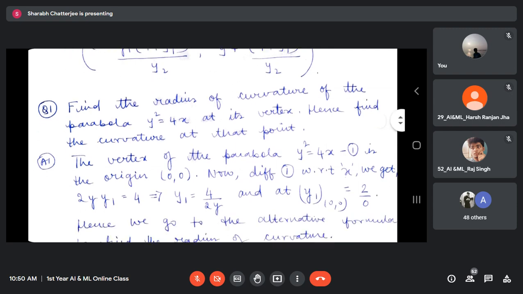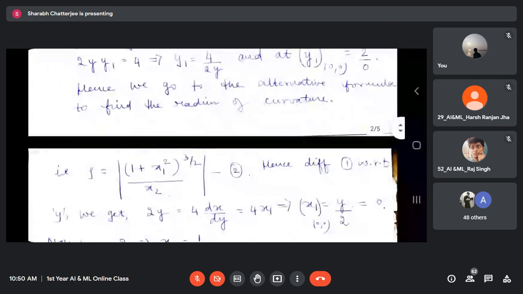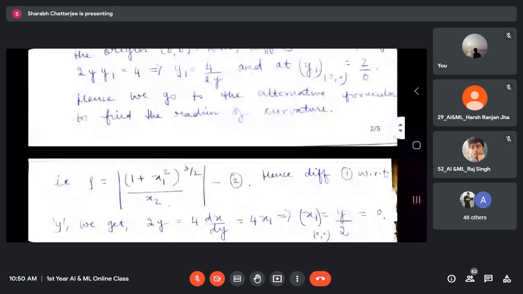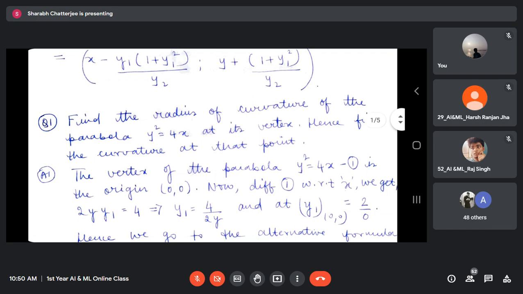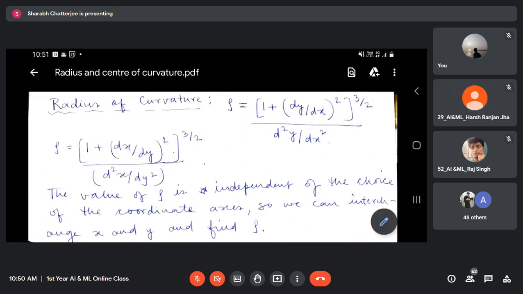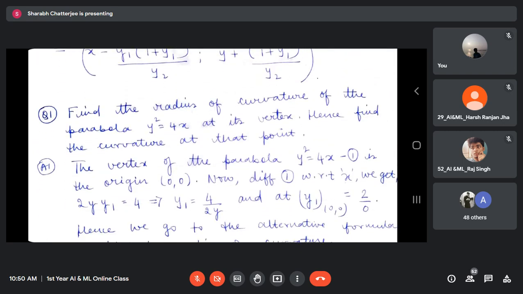Differentiating with respect to x, y1 is this. Now observe, this is y1. When you find y1, which is dy/dx, at the point (0, 0), this is undefined. We have to put the value of dy/dx and the value of d²y/dx² at that point, which has been asked. Now if I want to find y1 at (0, 0), it is undefined.